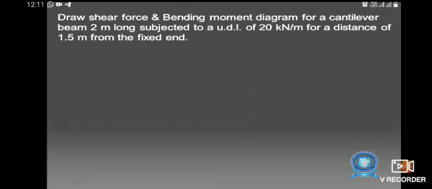So that is the problem. Draw the shear force and bending moment diagram for a cantilever beam 2 meter long subjected to a UDL of 20 kilonewton per meter for a distance of 1.5 meter from the fixed end. So listen, read the problem carefully, then draw the beam diagram.